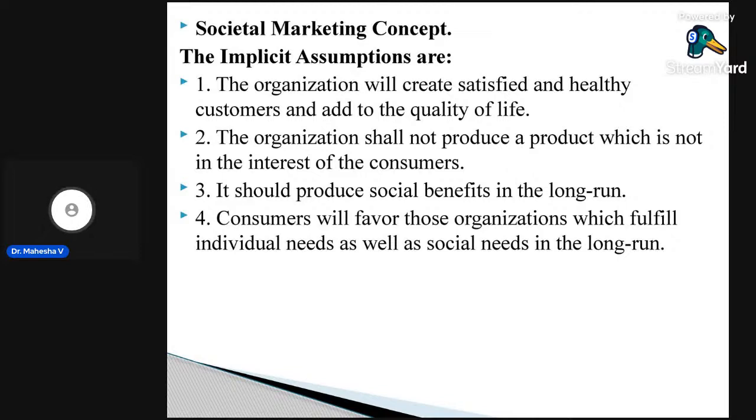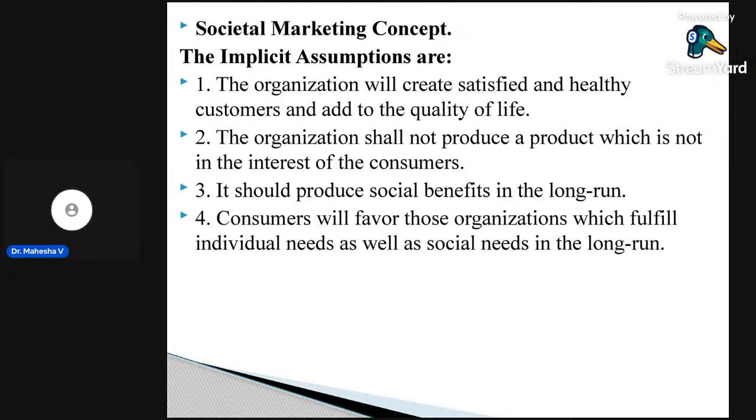Second, the organization shall not produce a product which is not in the interest of the consumers and the society. It is great advice to each and every company that wants to produce a product which satisfies the customers, and in the meanwhile should not create any hazard to society or the people on the earth. Such a product you need to produce. It should produce social benefits in the long run.